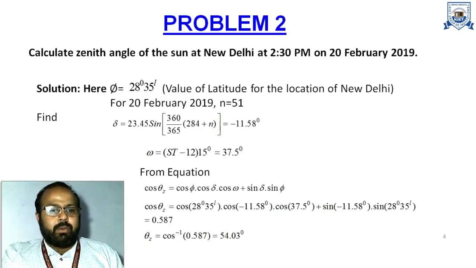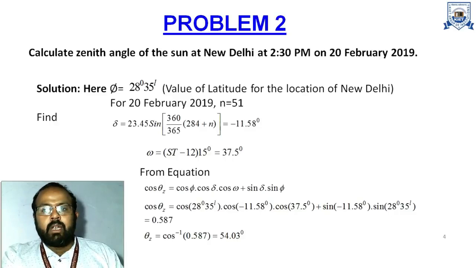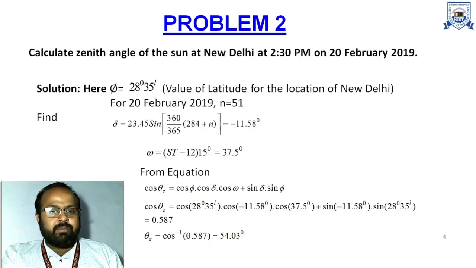Now coming to problem number 2. Calculate the zenith angle of the sun at New Delhi at 2:30 p.m. on 20 February 2019. Here is the solution. Phi, as we already discussed, is the latitude of New Delhi, a standard value of 28 degrees 35 minutes.